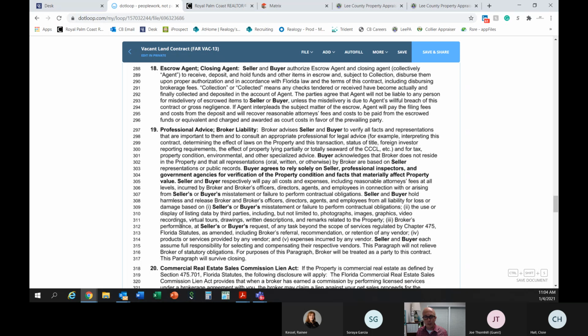The use or display of listing data by third parties, including but not limited to photographs, images, graphics, video recordings, virtual tours, drawings, written descriptions, and remarks related to the property, broker's performance, at seller or buyer's request, of any task beyond the scope of services regulated by Chapter 475, Florida Statutes, as amended, including buyer's referral, recommendation, or retention of any such vendor, buyer's products or services provided by any vendor, and expenses incurred by any vendor. Seller and buyer each assume full responsibility for selecting and compensating their respective vendors. This paragraph will not relieve broker of statutory obligations. For purposes of this paragraph, broker will be treated as a party to this contract. This paragraph will survive closing.